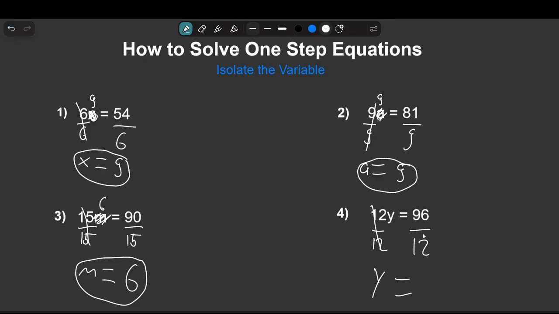Now, 96 divided by 12 equals 8. So our variable value should be 8. Now again, we're going to check this by plugging it in. So 12 times 8 will equal 96, and this tells us we have the correct final answer.